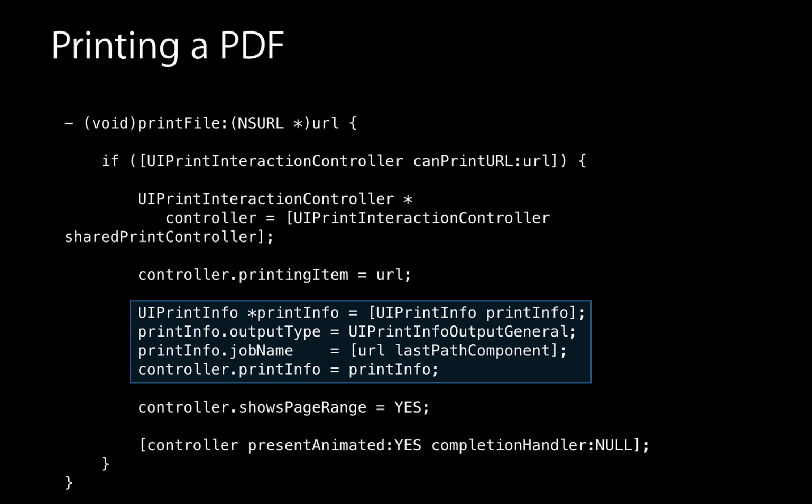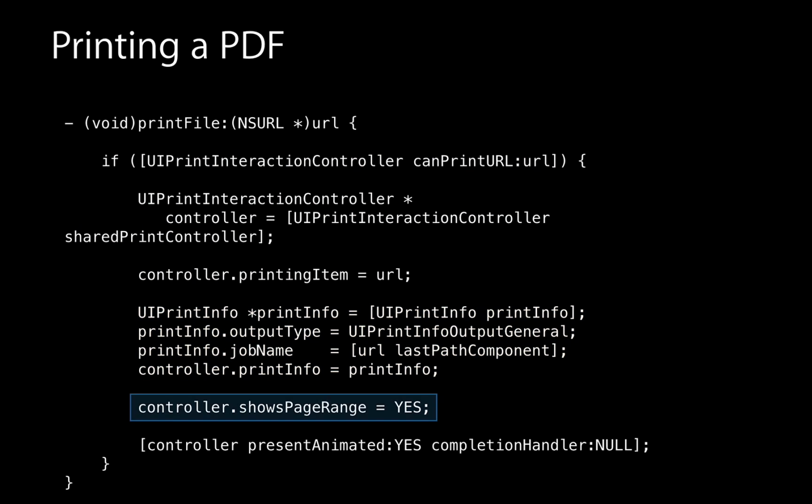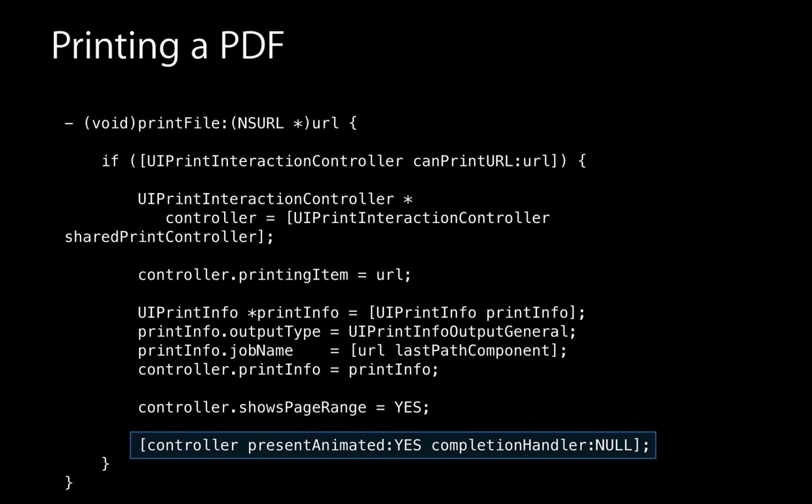And then we set up our UIPrintInfo. Like I said, we'll do this for every job. We'll set the output type to be UIPrintInfoOutputGeneral, because PDFs typically have mixed text and graphics. The job name will be just the file name of the PDF. And then we'll set the printInfo property of the UIPrintInteractionController to be the print info that we just created. Next, we'll set the showsPageRange property to be yes. By default, it's no, but for a PDF, usually users are going to want to be able to specify a page range within the PDF to print. And then we'll just call present animated, yes, completion handler with no completion handler.